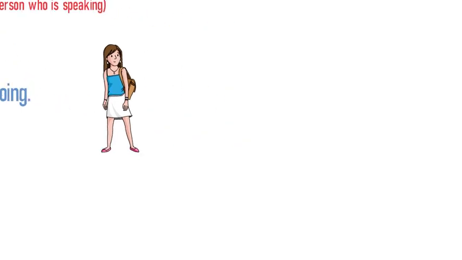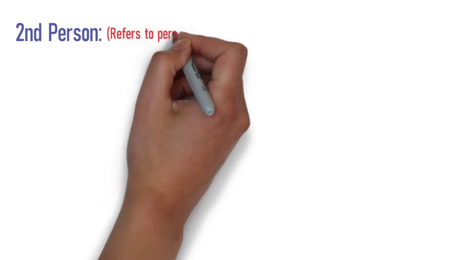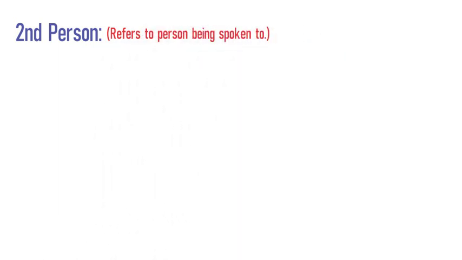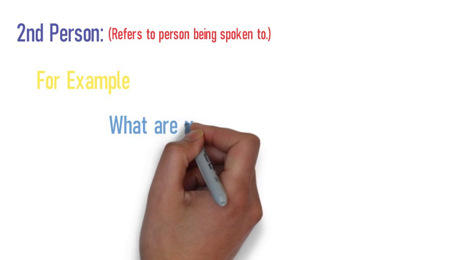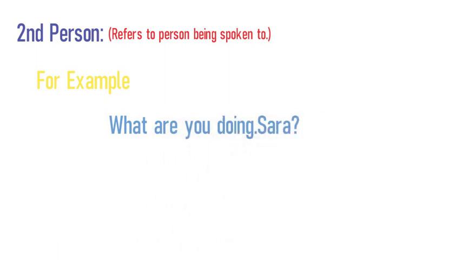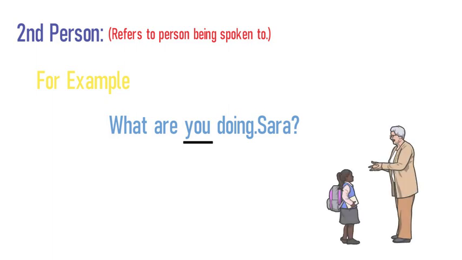Second person. Second person is used for those being spoken to. For example, what are you doing, Sarah? In this sentence, you is a second person, referring to the person being spoken to. In the given information, someone is asking Sarah what she is doing. So you refers to the second person. You is the person being spoken to.